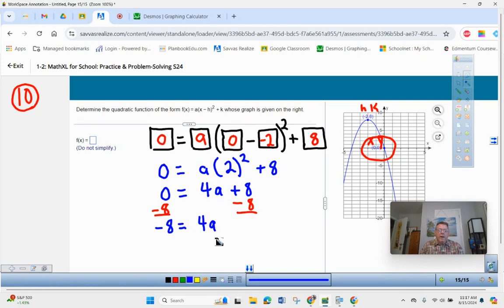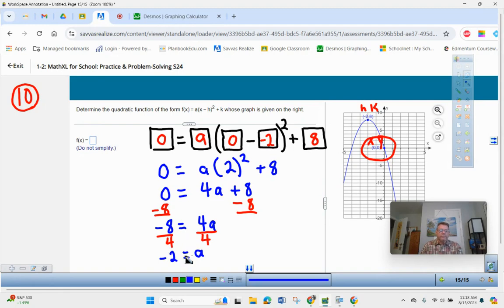4A. All right, now how to get rid of the 4? The opposite of multiplication is division. So we're going to divide by 4 on both sides of the equal sign. We'll do the whole thing too. And so that's 8 over 4 gives me 2, and that's going to be negative 2. And that's good. So negative 2, that opens down, working out okay.